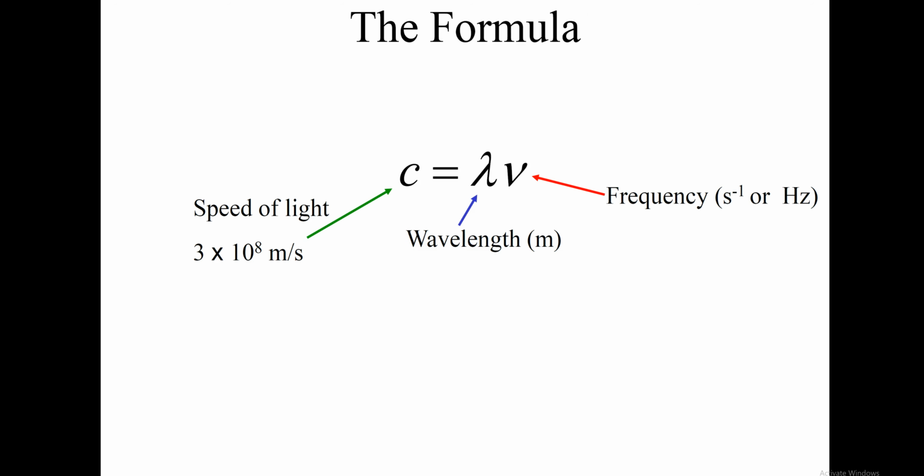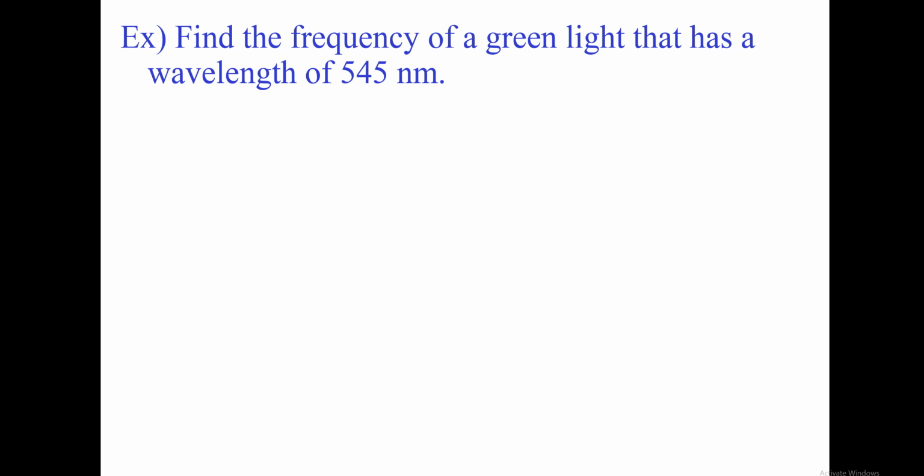The formula for determining wavelength and frequency is c equals lambda times v, where c is the speed of light, 3 times 10 to the 8th meters per second, equals lambda times v, the frequency expressed in hertz and the wavelength in meters.